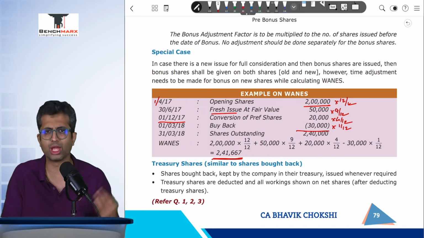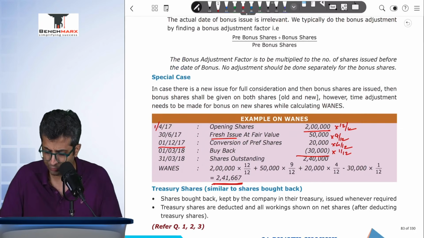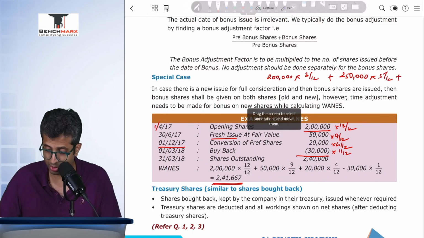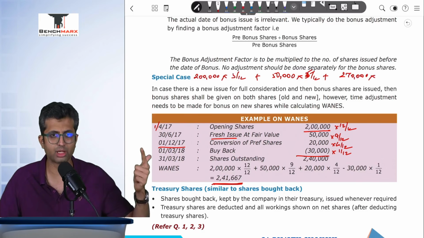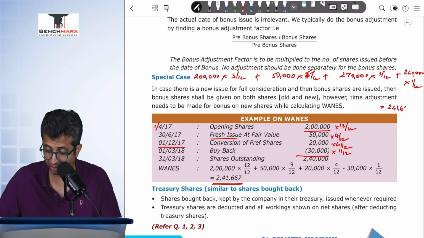Remember, another way to calculate this will be on a cumulative basis, where you can come to 241,667 in a very similar way. That is, you would say over here, for example, 2 lakh will be there intact for 3 months. After which new shares are issued, and hence you will have 2,50,000 for how many months? From 30th June to 1st of December, so maybe around 5 months. Then you will have another 20,000 shares which are issued, so 2,50,000 becomes 2,70,000. So over here, this is 2,70,000 into, for example, December, January, February, 3 months, and lastly, a buyback of 30,000, and hence you will have 2,40,000 into, let us say, 1 by 12. If you do the math, you will get exactly 241,667.